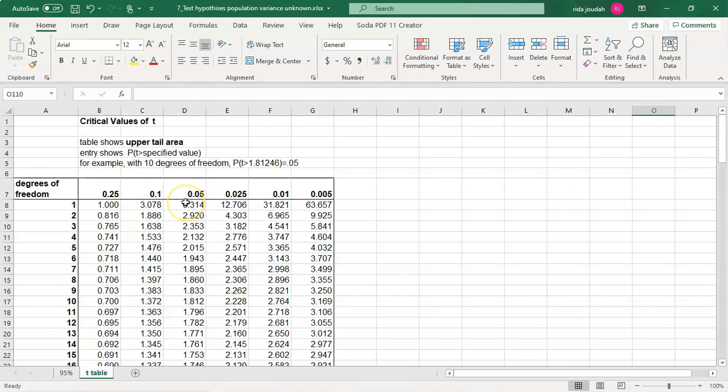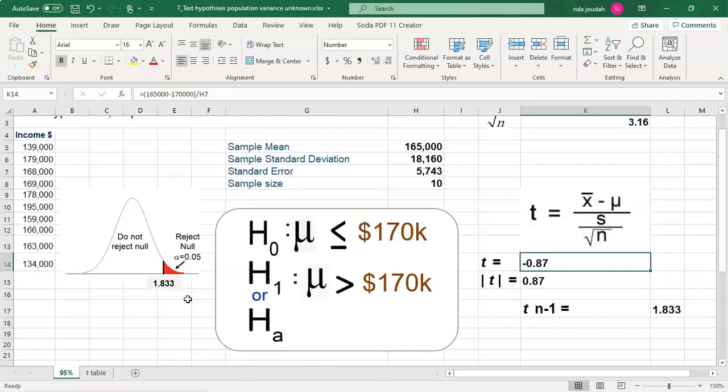So when confidence level is 95%, means alpha equal 5%. And the degree of freedom is 9, so the value that we are looking for is 1.833. So let's now find out if we can accept or reject the null hypothesis.